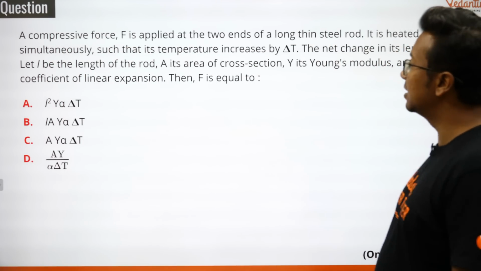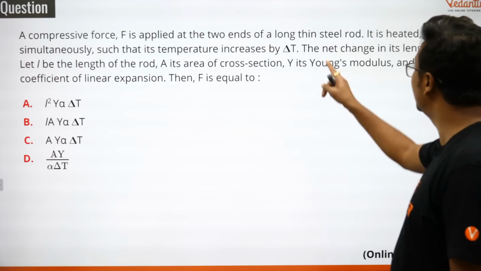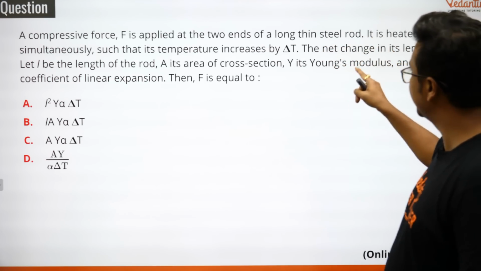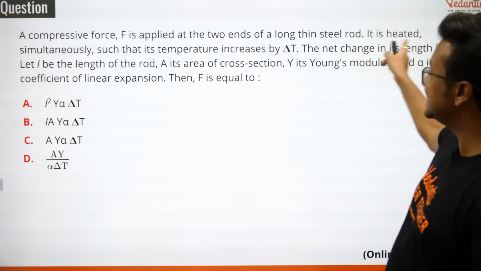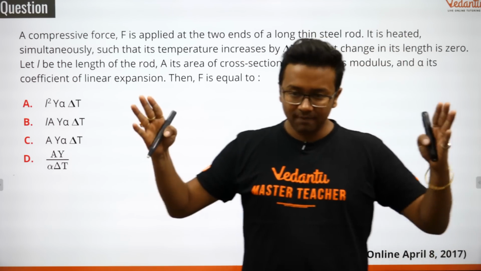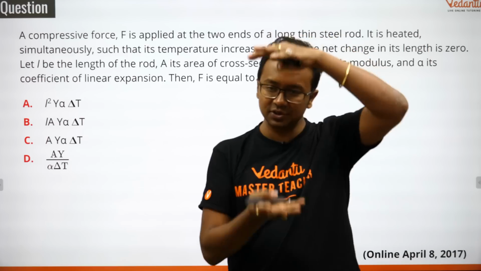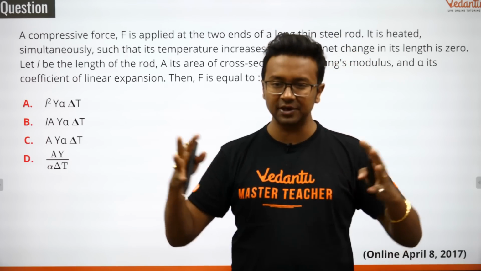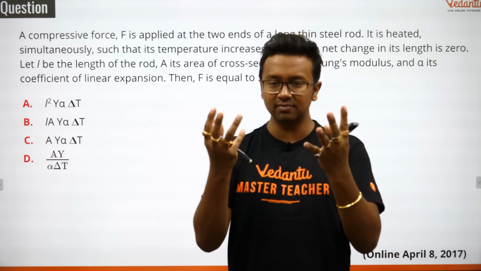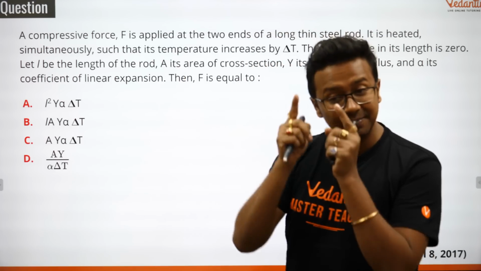There is a compressive force F which is applied at the two ends of a long, thin steel rod. Now, it is heated simultaneously such that its temperature increases by delta T. So, there it was a cube, and you were applying pressure from all directions and you had to heat it. Because of the pressure, volume decreases, and because of the heating, volume finally increases. So both were equal. Okay, here the concept is the same.